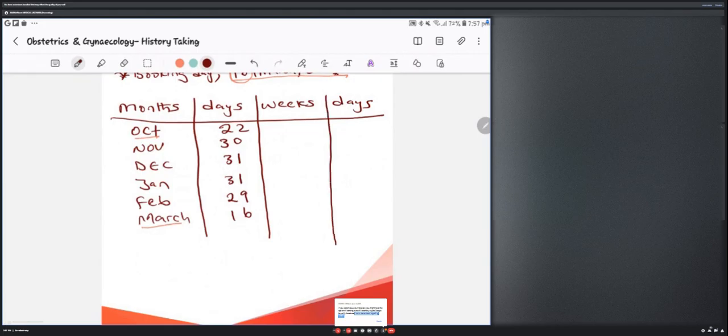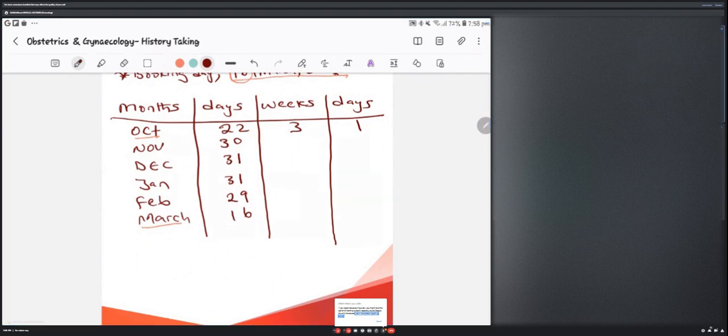Okay. In 22 days, how many weeks do we have? Remember, a week is 7 days. So how many weeks do we have in 22 days? 3, isn't it? Yeah, 3 weeks, 1 day. So that 1 day that's left, you write 1 here. Do you understand? Yes. So for November, we have 30 days. How many weeks do I have in 30 days? 4, because it's 28 days that will give 4 weeks, right?